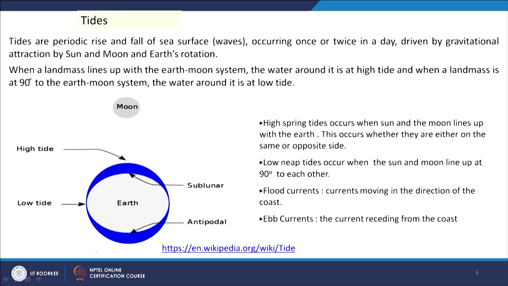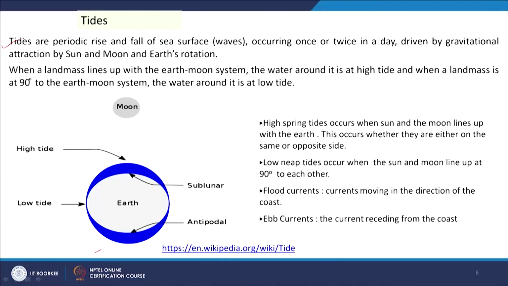So, this figure shows us that the water level in some places increases, whereas in some other places water level decreases at the surface of the earth because of the attraction between the moon, sun and earth. So, the tides are periodic rise and fall of sea surface occurring once or twice in a day, driven by gravitational attraction by sun and moon and earth's rotation, that we know very well.